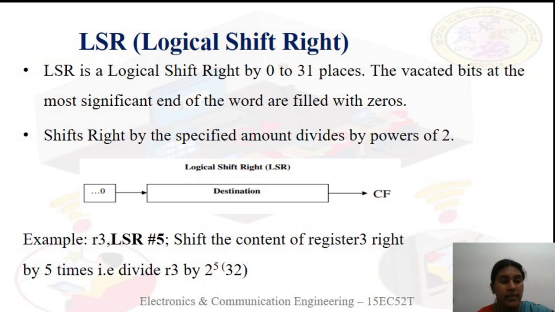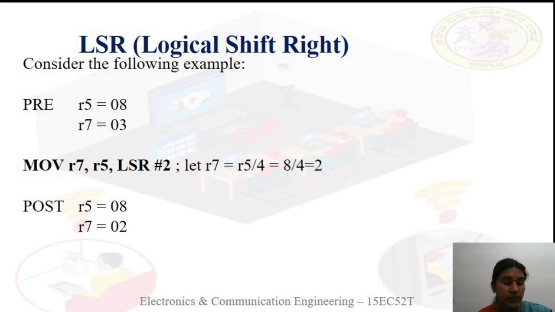You consider here R3, LSR #5. What do you mean by this? You have to shift right the content of register R3 by 5 times. So it is the same as dividing the content of register R3 by 2 to the power of 5. That is R3 divided by 32, which is the same as shifting the content of register R3 by 5 times to the right. Now we will see that one.